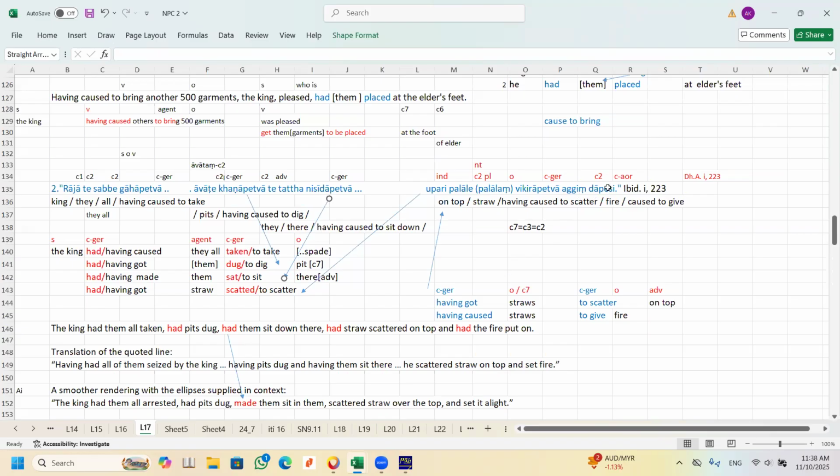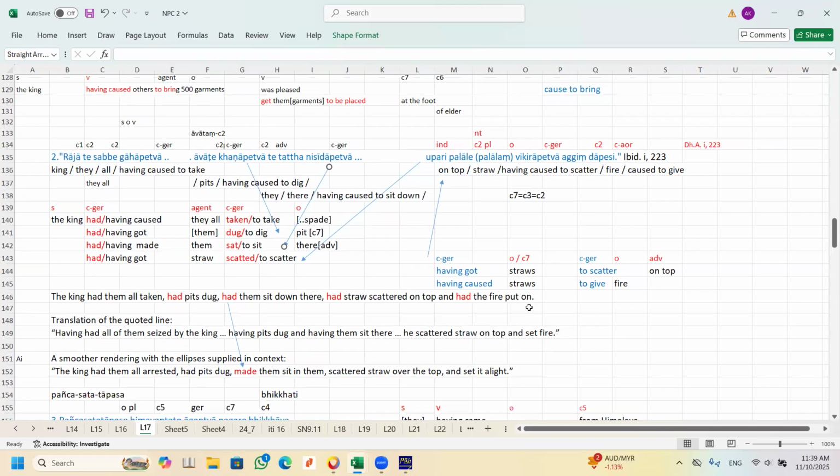Can you see? This is kind of very funny. The pacey. Cause to give fire. This one is cause to give. Can you see the word there? Da is give. Causative, cause to give. Now, if you don't take the object from here, that means after getting the straw, scatter on top of the hole, and then you see this part having caused the straw to give fire. Can you see? To give fire. This is to give fire.